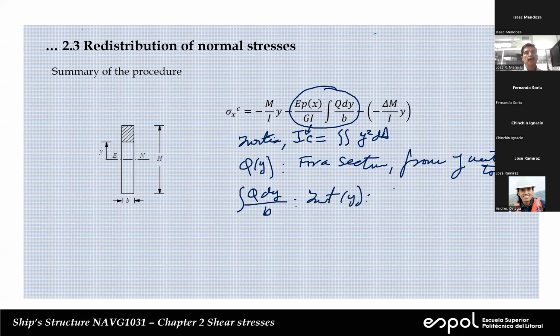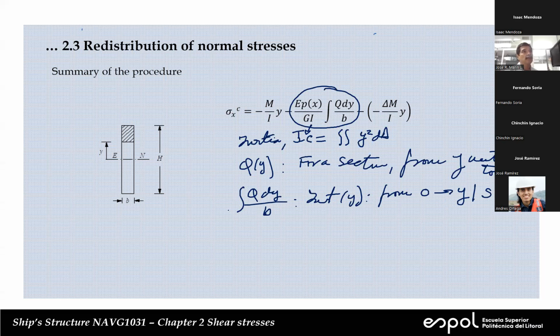And we have to be careful because in this case, Mr. Soria, what are the limits of this integration, Mr. Soria? What are the limits of this integral? 0 to y. Yes, that's very important, okay? And after we do this, we can evaluate this term here, the second term.